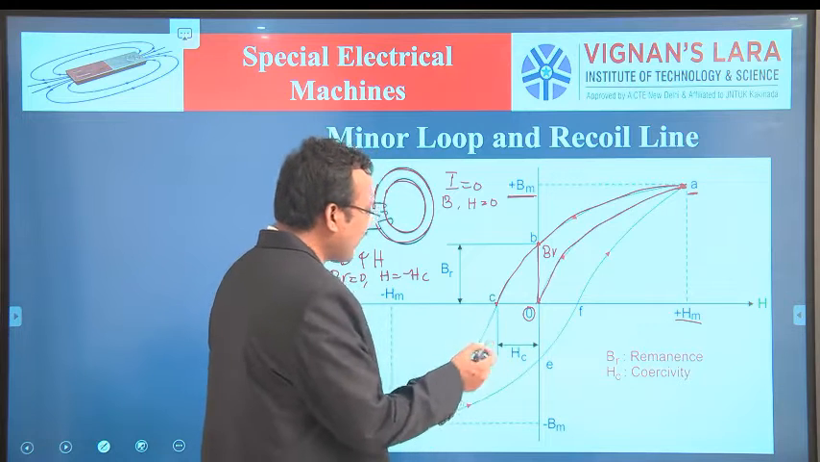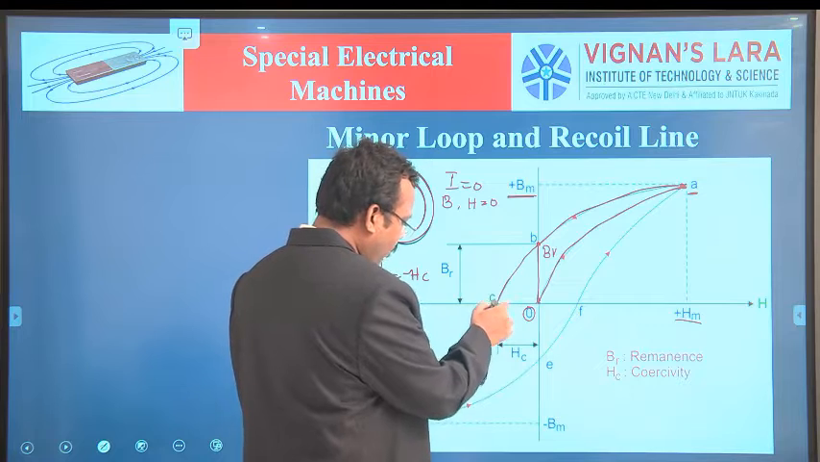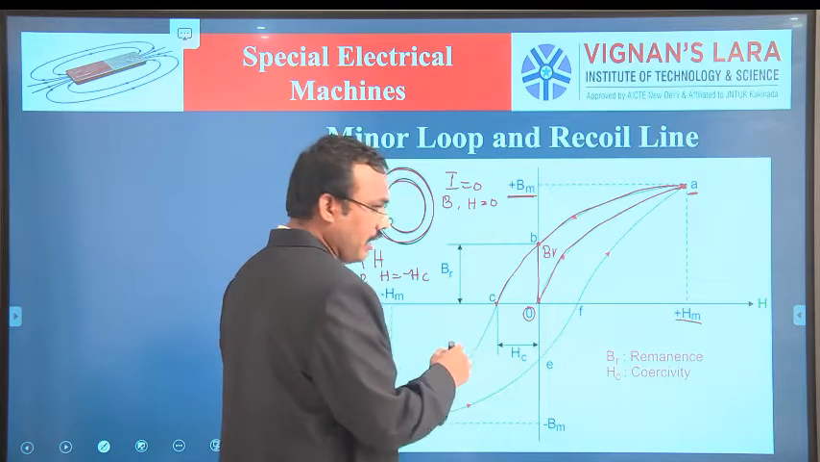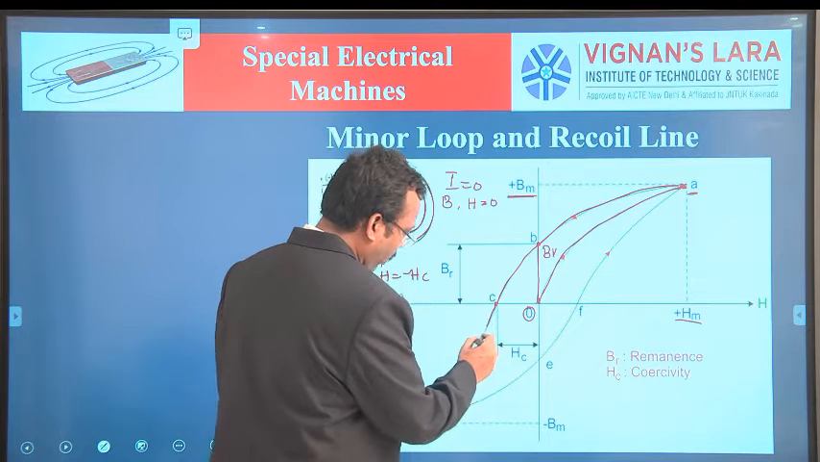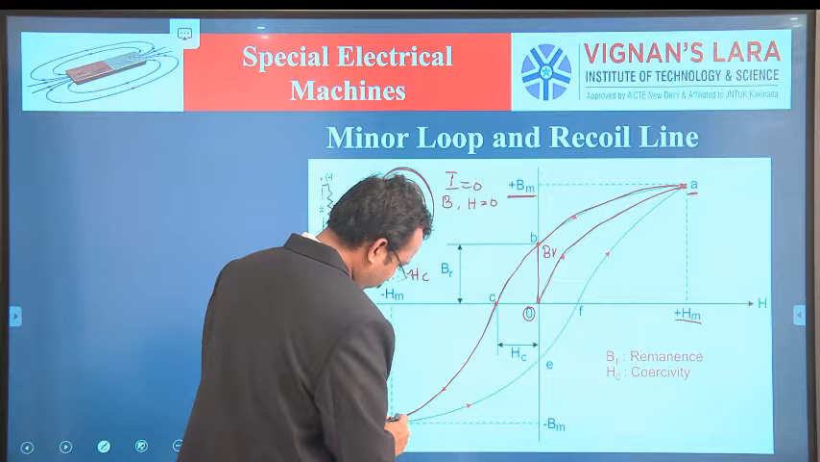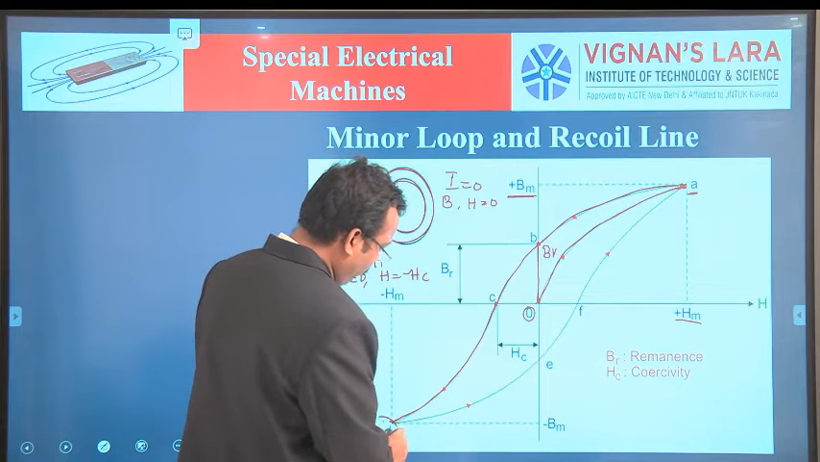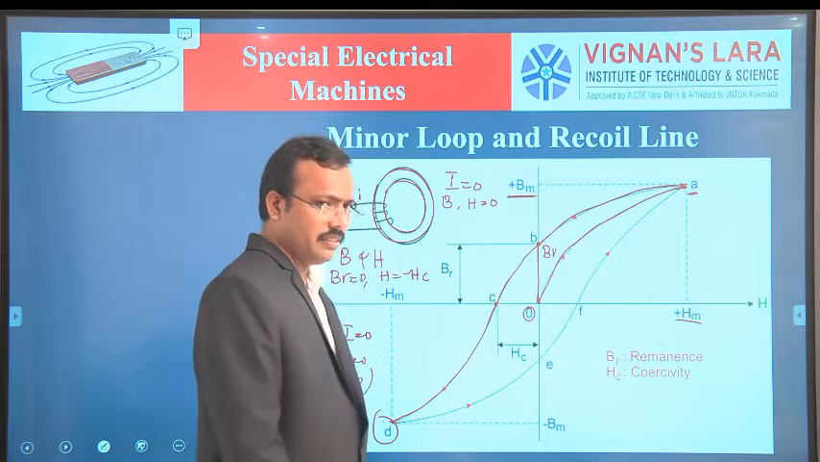So on further increasing the current, what happens? See here, it is coming to point C and entering the reverse direction, magnetizing in the reverse direction. The following path is C to D. At this point D, B and H are both saturated in the reverse direction.